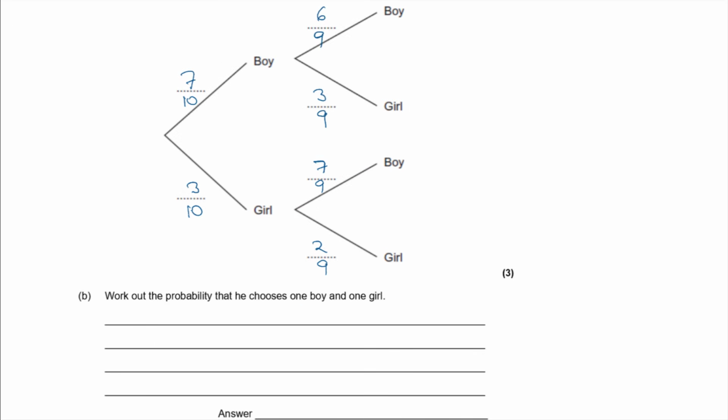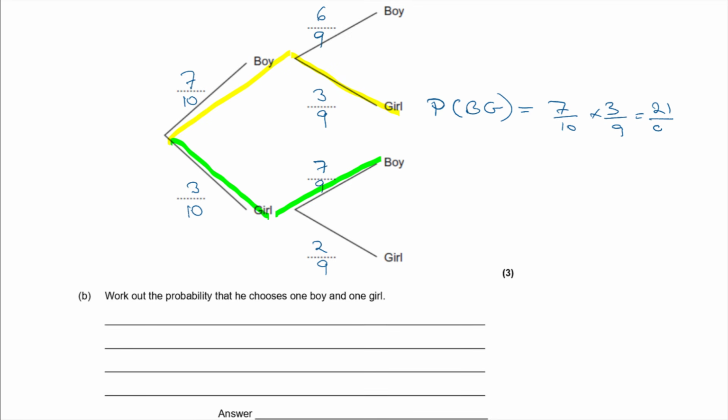Part B says work out the probability that he chooses 1 boy and 1 girl. So there are 2 possible routes of picking 1 boy and 1 girl. That is picking a boy on the first selection and then a girl, or alternatively, picking a girl the first time and then a boy. So what's the probability of boy girl? Multiplying along that route, I've got 7 over 10 times 3 over 9. 7 times 3 is 21, 10 times 9 is 90.